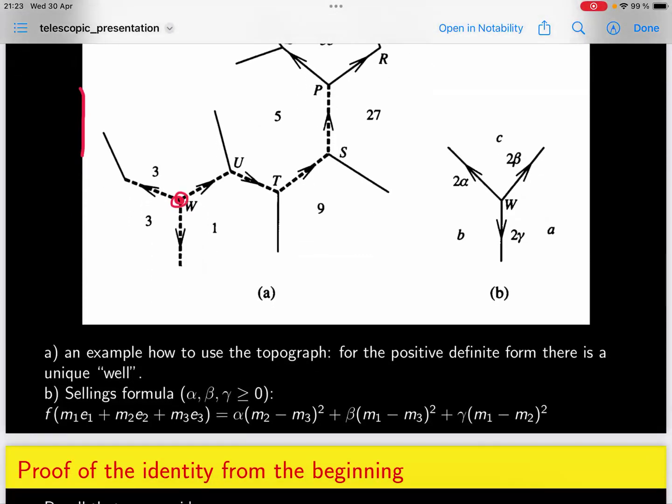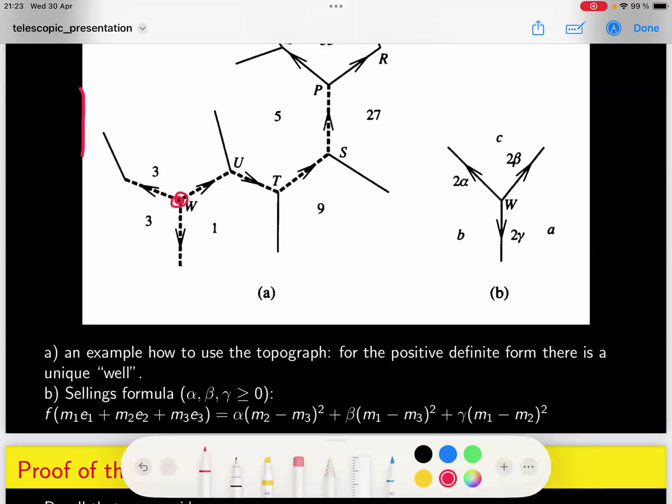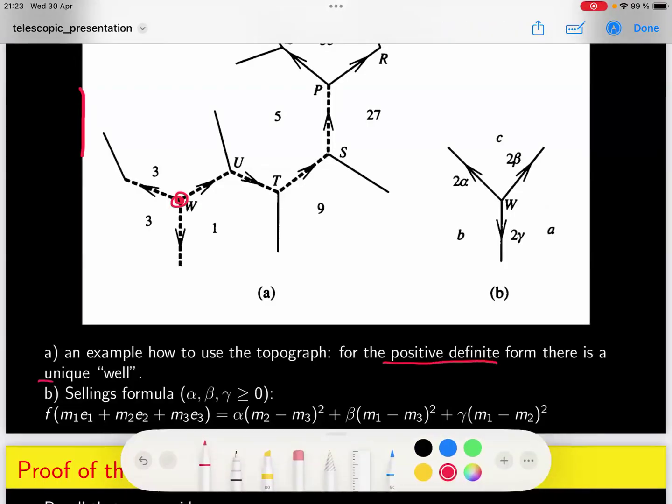So for positive definite quadratic forms, there is a unique well. And so you may classify positive definite quadratic forms by their wells. So you have a well and you have three numbers here. And then, as you remember, it fully determines your topograph. And then different quadratic forms have different neighbors of their well.